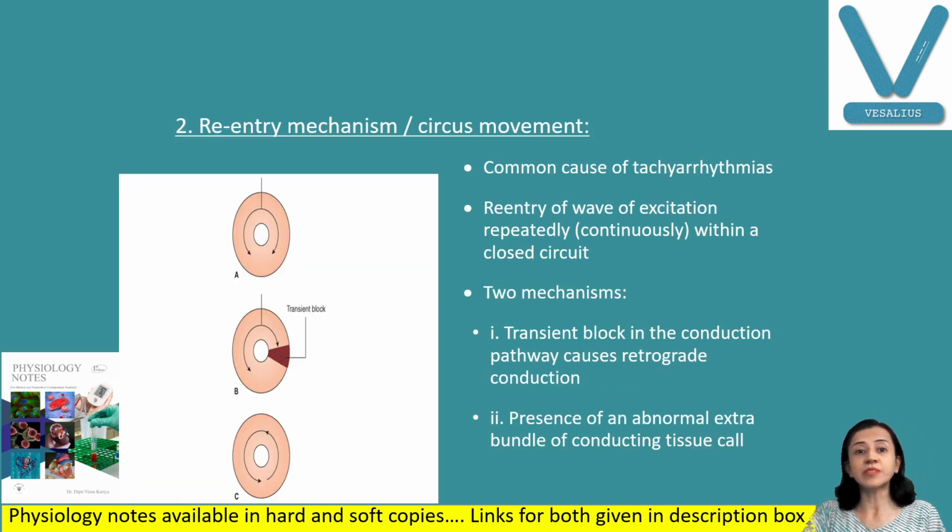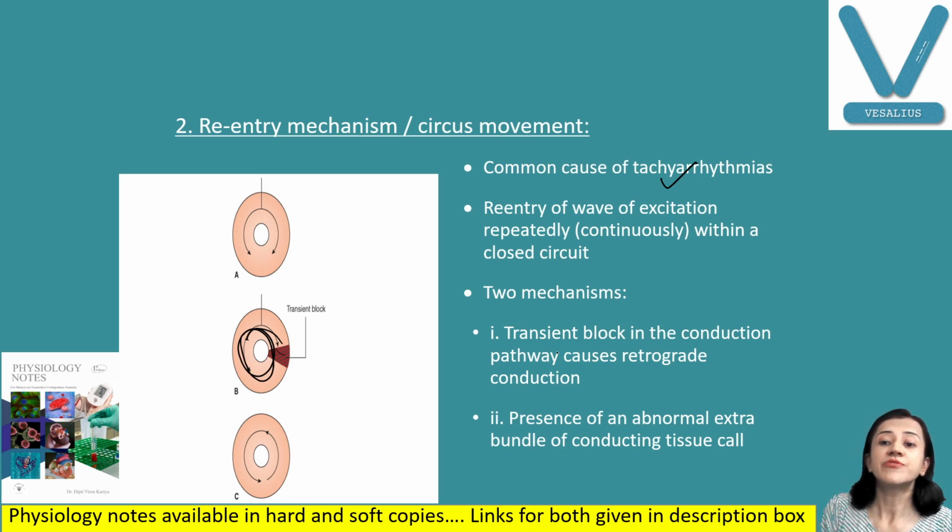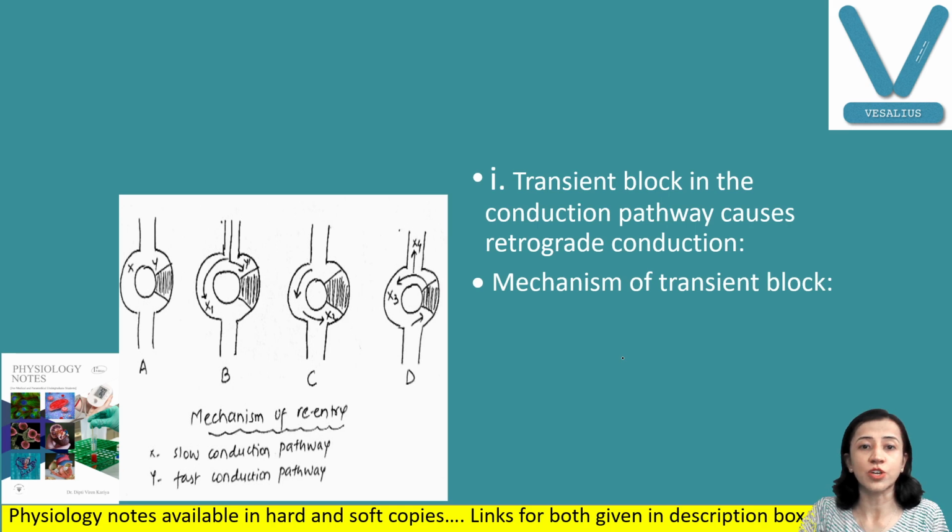Now second mechanism is re-entry mechanism, which is also known as circus mechanism, which is the commonest cause for tachyarrhythmia. Here the wave of excitation repeatedly enters the closed circuit. And for that also there are two mechanisms. Number one is transient block in the conduction pathway, that causes retrograde conduction. Second is presence of some abnormal extra bundle, like bundle of Kent, for the conduction. So starting with the first one, transient block of conduction pathway that causes retrograde conduction.